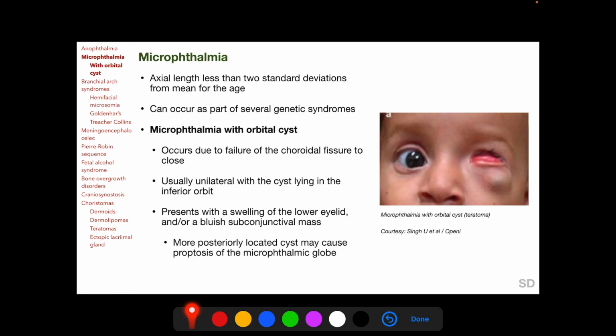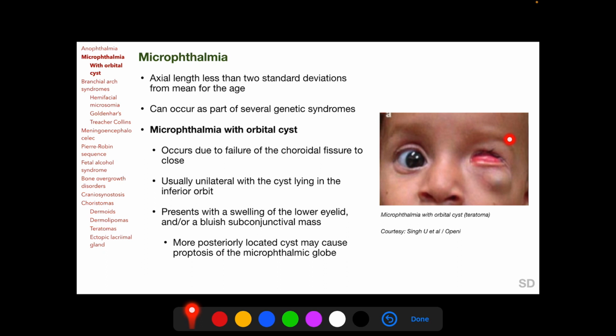Microphthalmia is defined as axial length of the globe less than 2 standard deviations from the mean for the age, and it can occur as part of several genetic syndromes. Microphthalmia can occur with an orbital cyst, and this occurs due to failure of the choroidal fissure to close. This is usually unilateral, with the cyst lying in the inferior orbit corresponding to the position of the choroidal fissure, and microphthalmia with orbital cyst presents with a swelling of the lower eyelid and or a bluish subconjunctival mass. More posteriorly located cysts may cause proptosis of the microphthalmic globe.